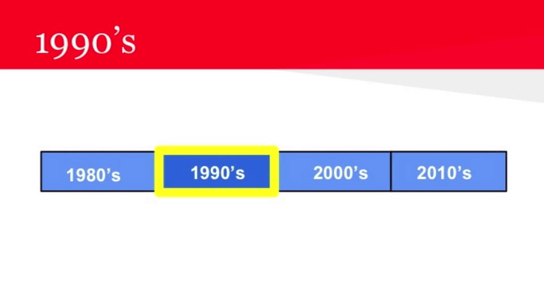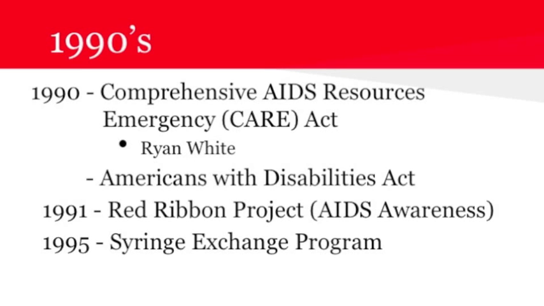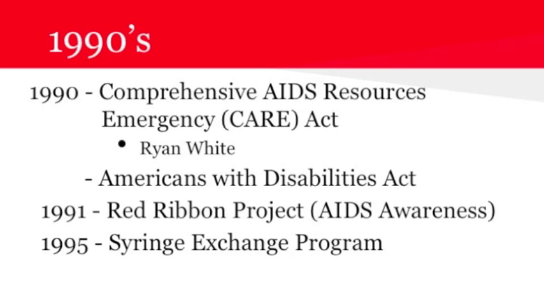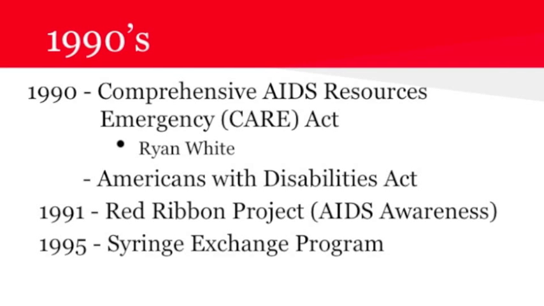The 1990s were regarded as a decade in which many programs and initiatives were established. In the 1980s, Ryan White, a 15-year-old boy, experienced discrimination because of his status as HIV positive. Then in 1990, the government enacted the Comprehensive AIDS Resources Emergency Act as a means to provide care and treatment for individuals with HIV. Then there was a modification to the Americans with Disabilities Act that would cover individuals with HIV. Then in 1991, the red ribbon was established as the international symbol for AIDS awareness.